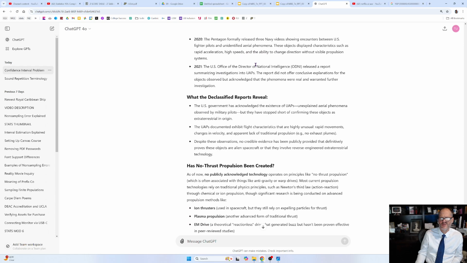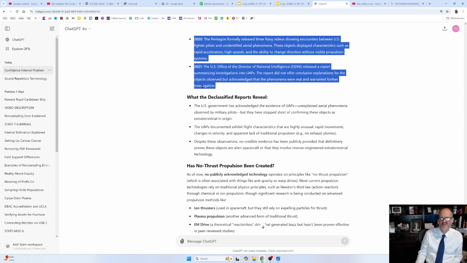The U.S. Office of the Director of National Intelligence released a report summarizing investigations into UAPs. The report did not offer conclusive explanations for the objects observed, but acknowledged that the phenomena were real and warranted further investigation, and then it all stopped being reported.